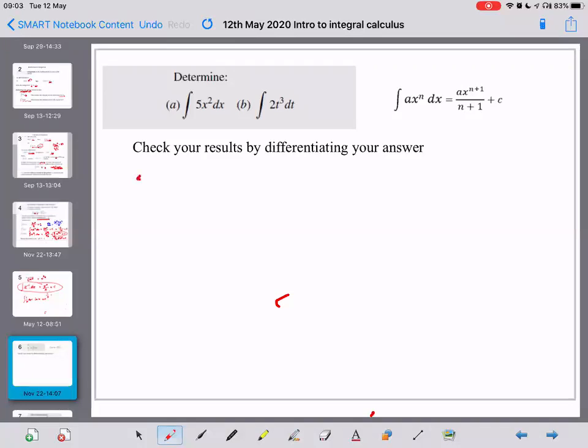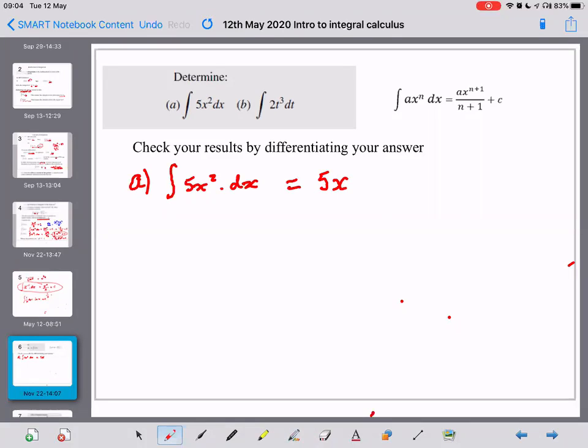So who's prepared to have a go at helping me with the answer to what the integral of 5x squared dx is? Would you get 5x to the power of 1 over 1 plus c, and then you cancel out the 1? Nathan, what you've done is you've taken 1 off the index n instead of adding 1 on.